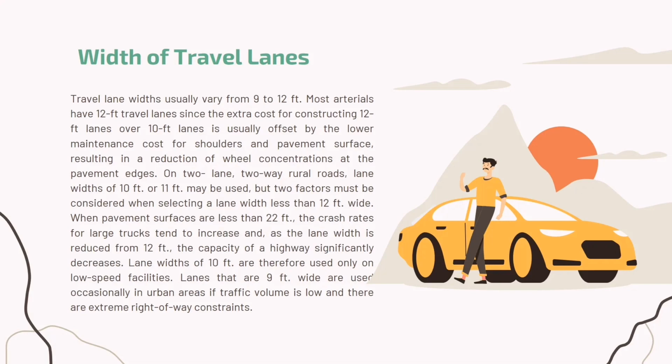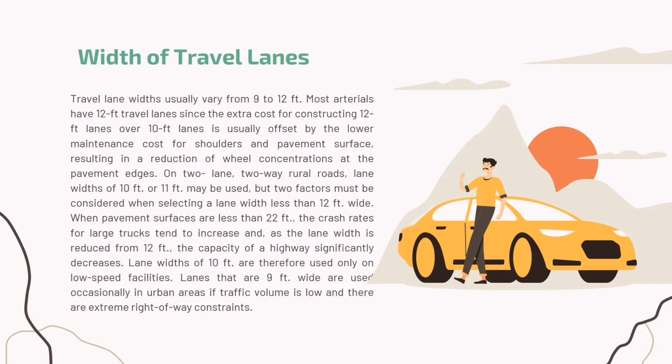Most arterials have 12 feet travel lanes since the extra cost for constructing 12 feet lanes over 10 feet lanes is usually offset by the lower maintenance cost for shoulders and pavement surface, resulting in a reduction of wheel concentration at the pavement edges. On two-lane, two-way rural roads, lane widths of 10 feet and 11 feet may be used. But two factors must be considered when selecting a lane width less than 12 feet wide.